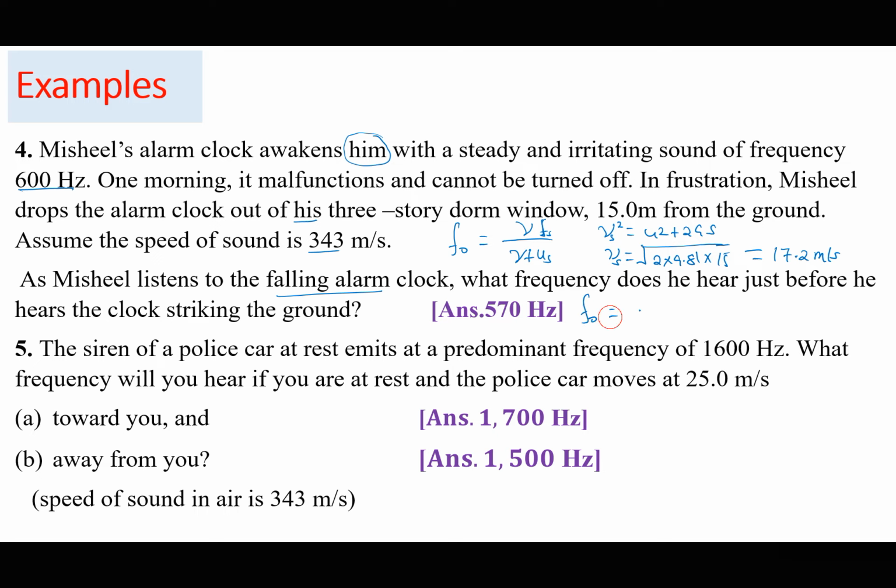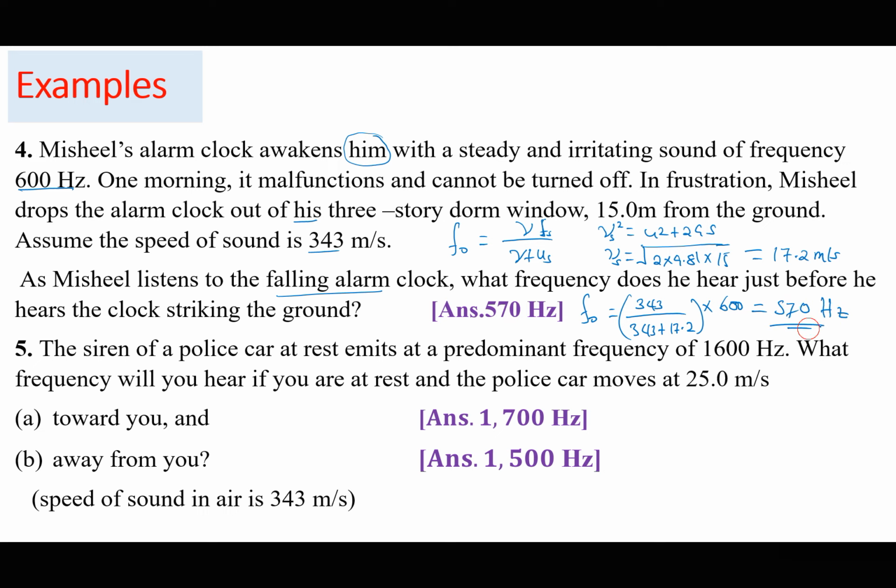F naught is going to be the speed of sound, 343, over 343 plus 17.2, then times the frequency of the source, which is 600, which I think should be giving us 570 hertz.